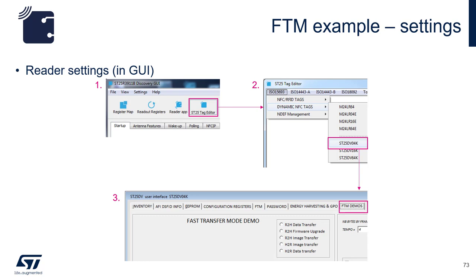From the reader, click on the ST25 Tag Editor button and choose ISO 15693. Click on Dynamic Tags and choose ST25DV04K. You will see a new menu with Inventory as the beginning tab and FTM Demos as the ending tab. Click on the FTM Demos tab and choose the R2H Image Transfer radio button.